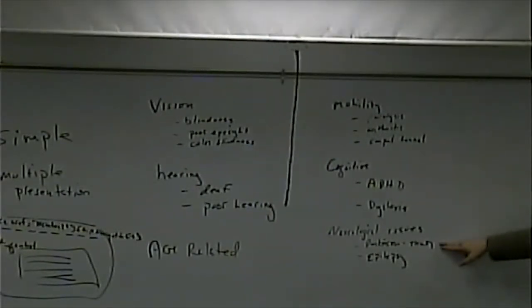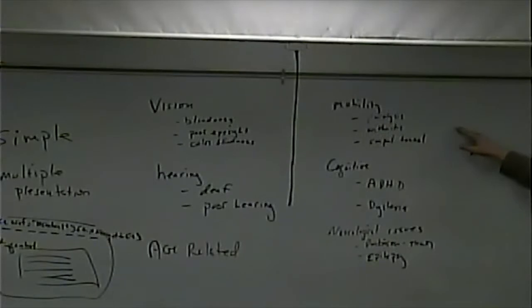Parkinson's with the tremoring would fit in sort of the same thing. That's, in a way, the cause of it is neurological, but it affects the mobility. So that would be one thing. Cognitive issues, things like ADHD, dyslexia, and epilepsy, which is a neurological issue.